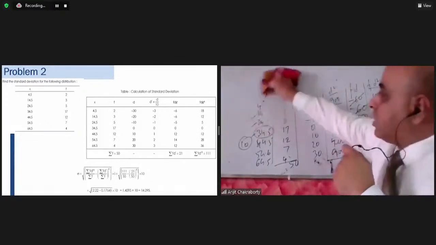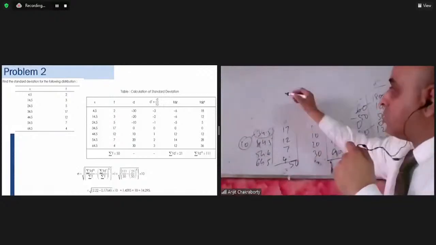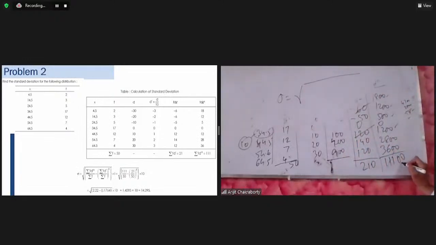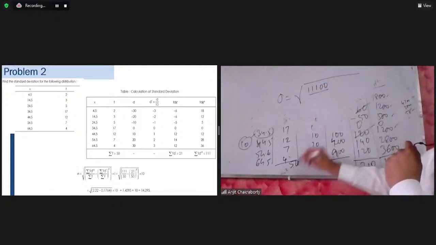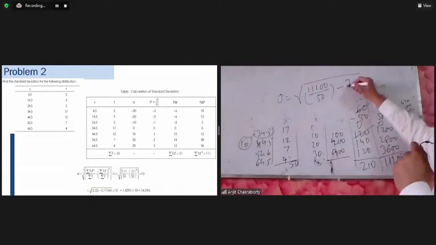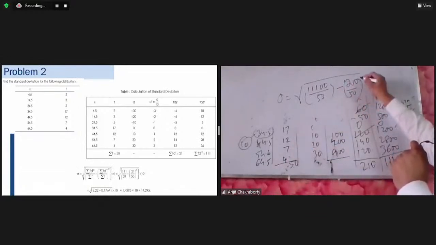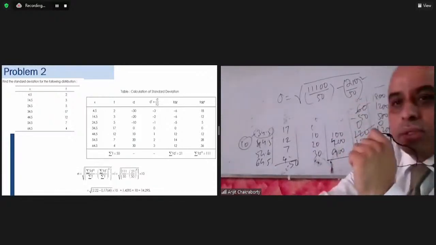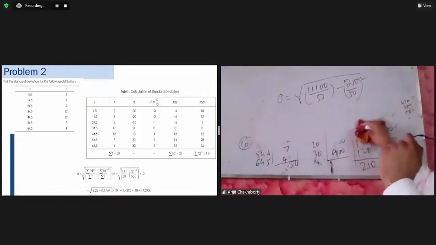Now, therefore, the final formula, we are using the old formula, the first formula. So sigma is equal to square root of sigma FD square by 50, 11100 by 50, minus 210 by 50, and this is the square. So we get almost the same format, and the only point is we don't multiply by 10 here.